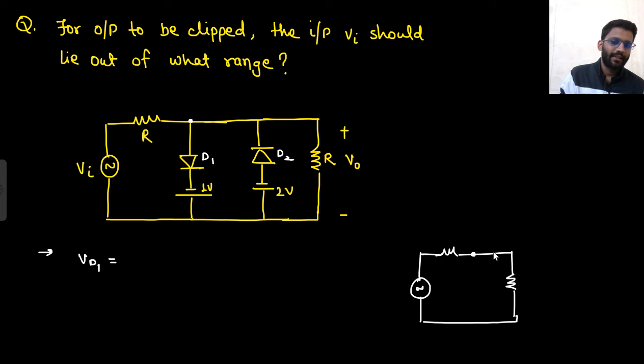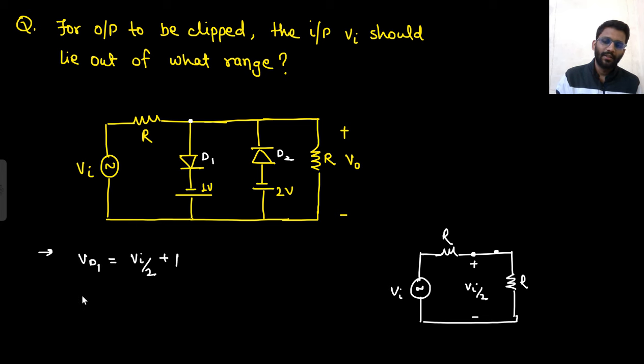And the potential you are checking is here. This is R. This is R. And this is Vin. So this potential would become Vin by 2. Right? This potential will be Vin by 2. So your VD1 will be Vin by 2 minus the potential of this one. The potential of this one is minus 1. So Vin by 2 plus 1.